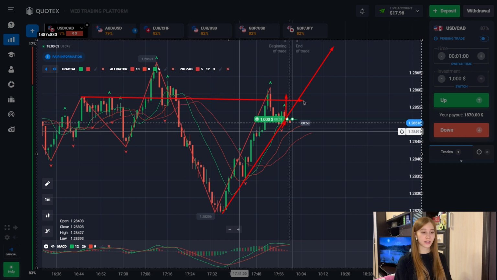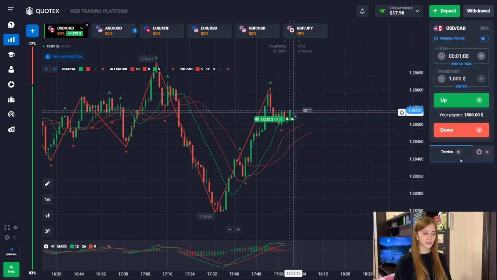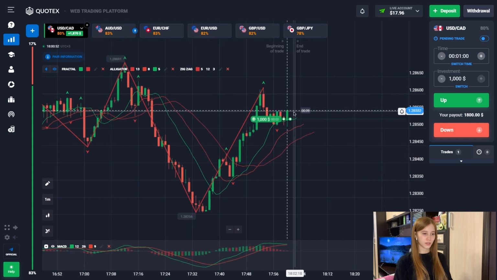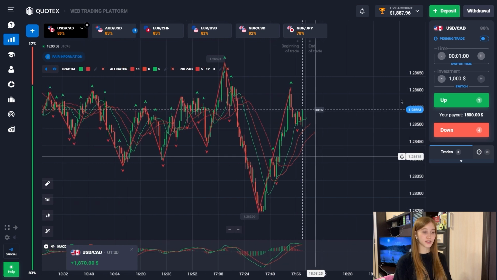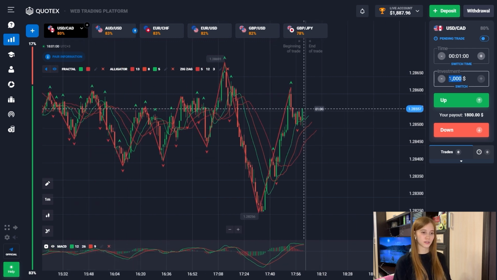It's most likely that this level is preventing us. The price stands at a very strong resistance area, and finally went up. That's great, and let's continue trading and move on to the next currency pair.